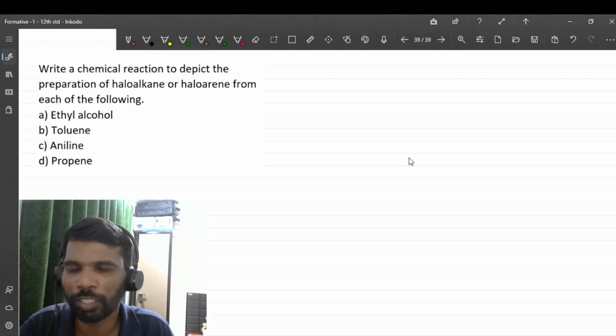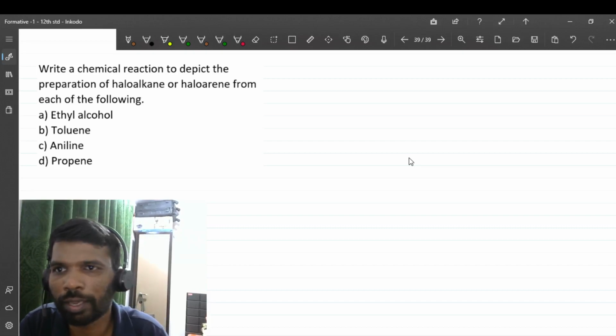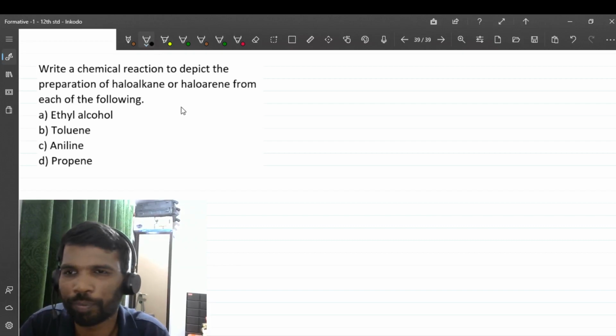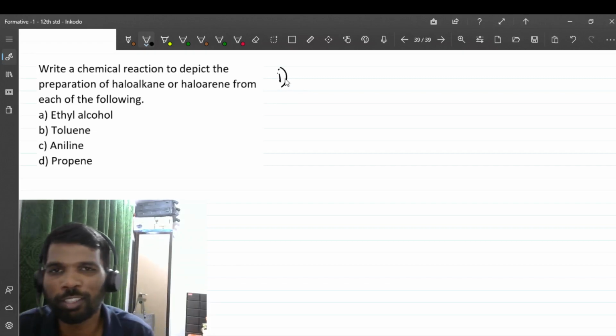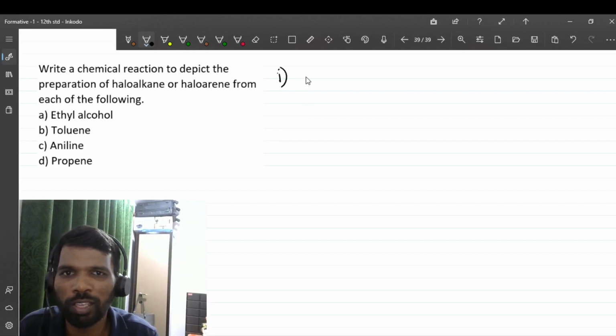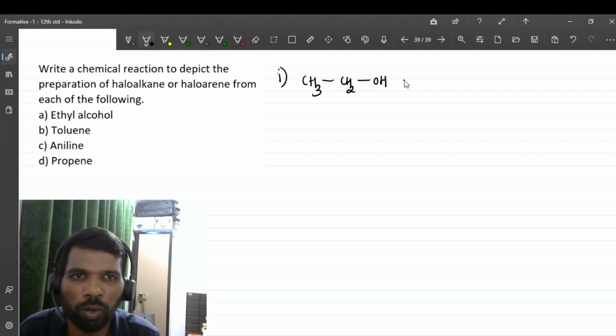Write a chemical reaction to depict the preparation of haloalkane or haloarene from each of the following. First is ethyl alcohol. If you see in the NCERT, while understanding haloalkanes and haloarenes, the first reaction is the preparation from alcohol. Ethyl alcohol is CH3CH2OH. This is the ethyl alcohol.